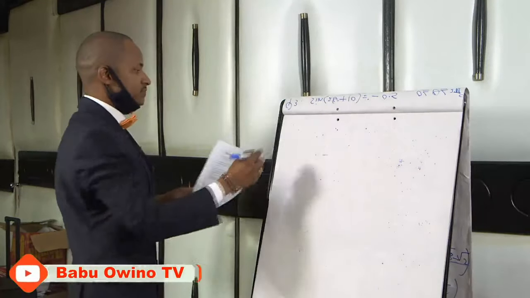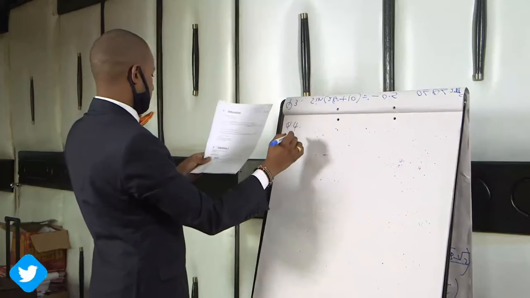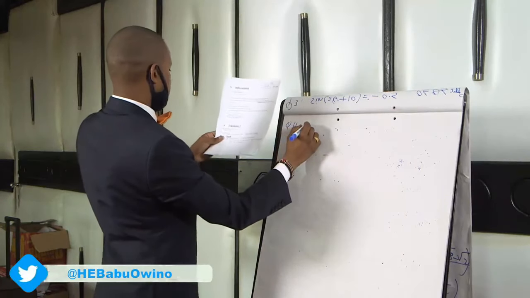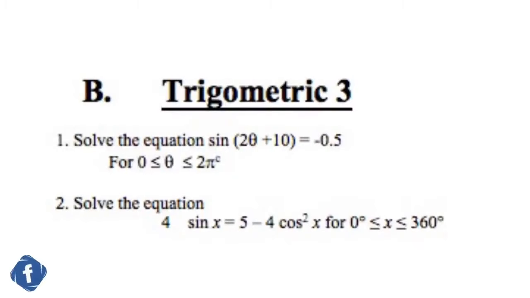Still on trigonometry. Question number 4. We are told to solve the equation 4 sine x equals 5 minus 4 cos squared x, for angles where x is greater than or equal to 0 degrees, and x is less than or equal to 360 degrees.